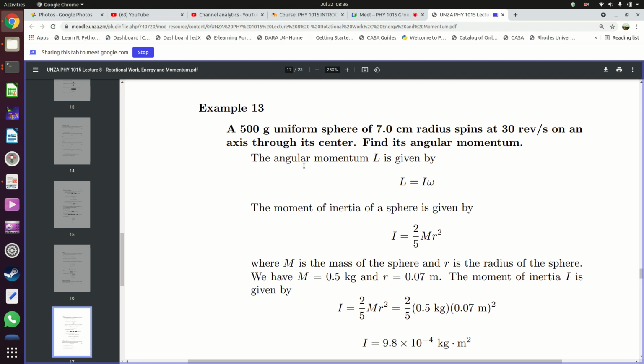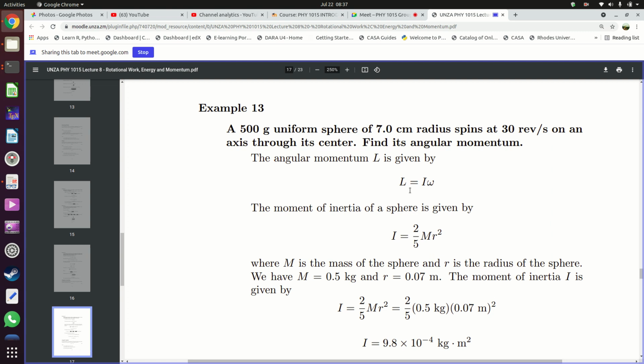Angular momentum, which is the amount of rotational motion, L, is given by L equals the moment of inertia multiplied by the angular velocity in this case. Since we are talking about a sphere, for a sphere the moment of inertia, if you go back to our table, is I equals 2/5 the mass of the sphere multiplied by the radius squared. This is how you get the moment of inertia for a sphere. So it's up in our table at the back.